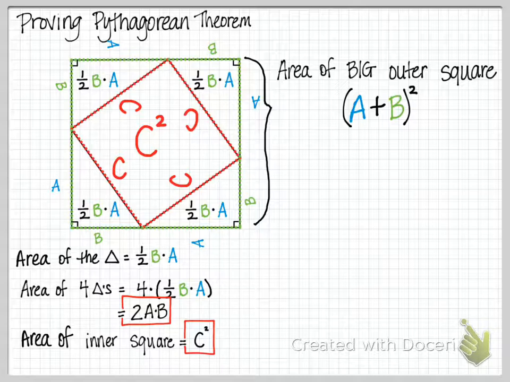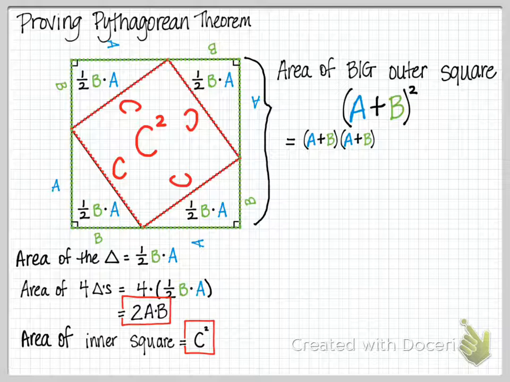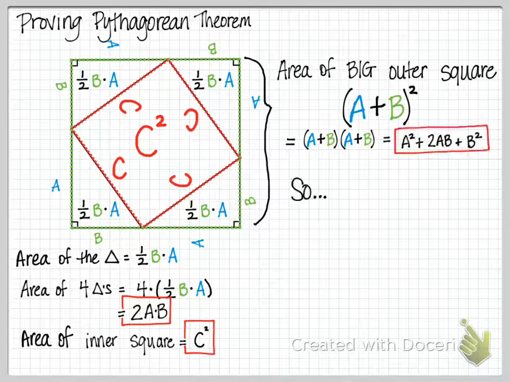To actually square that, that's a binomial squared, A plus B, the two terms being squared. I know that I can break that up and I can distribute, or that foiling, distribute those, and I end up getting A squared plus 2AB plus B squared equals the area of that great big outer square. But remember what I said earlier, that over here on the left, that also was the area of the square.